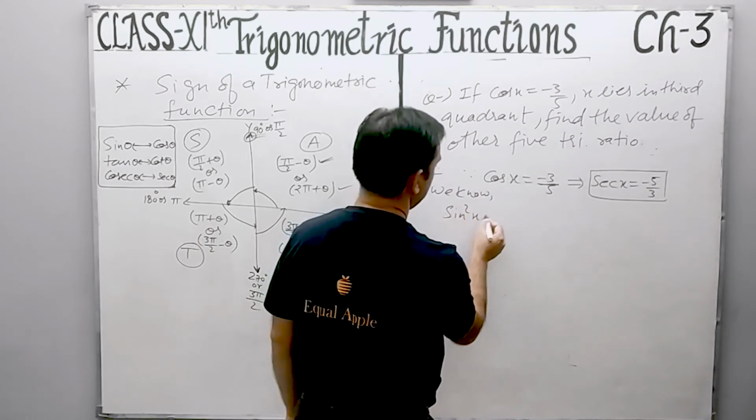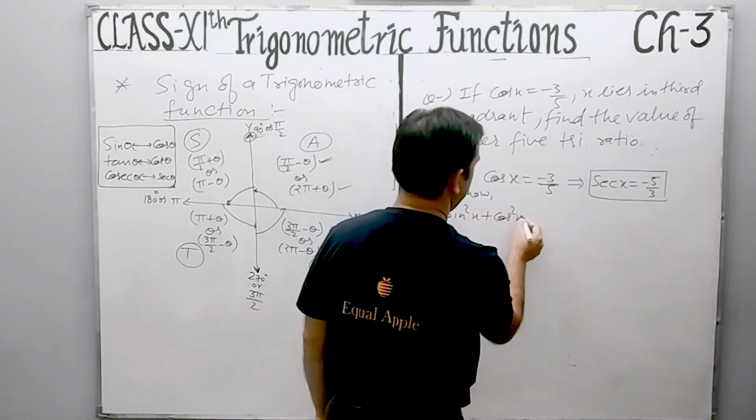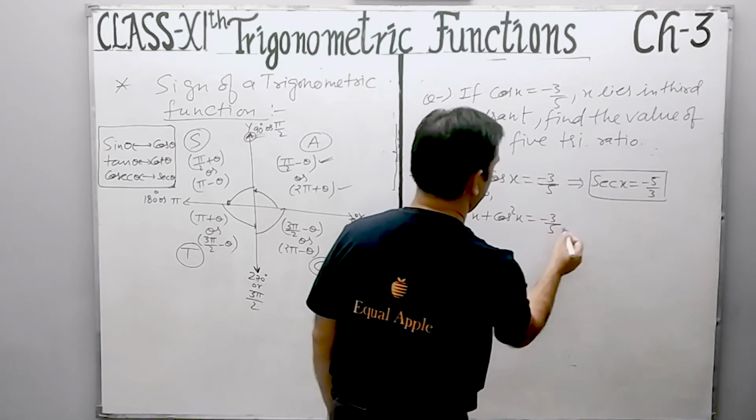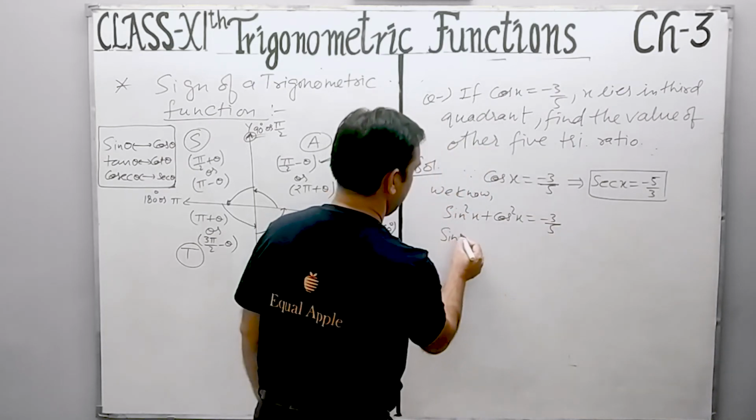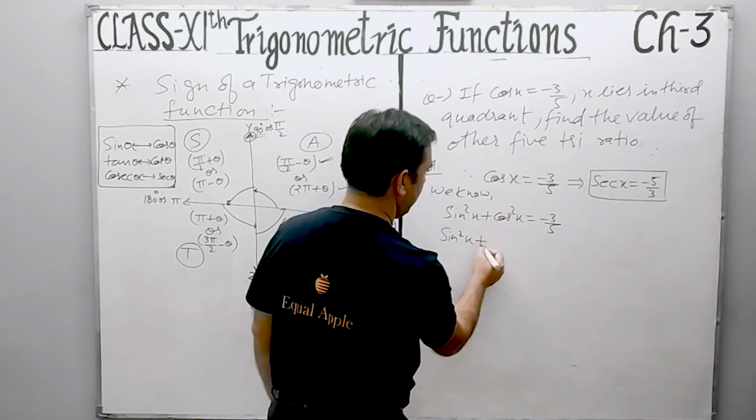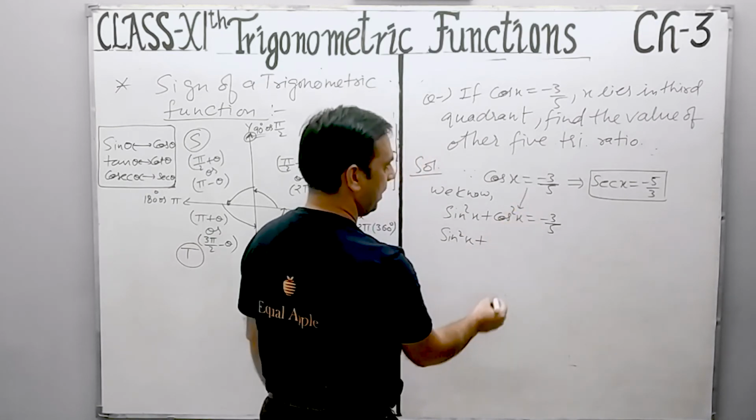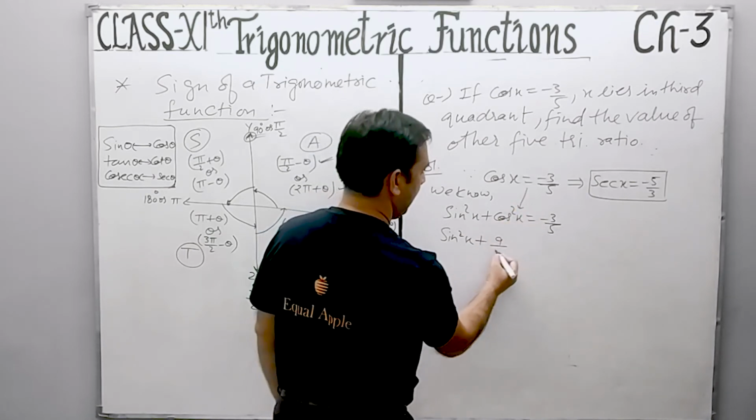And for finding the others, we know sin square x plus cos square x equals 1. Here we can put the value of cos square x, which is 3 by 5 squared, so it will be 9 by 25.